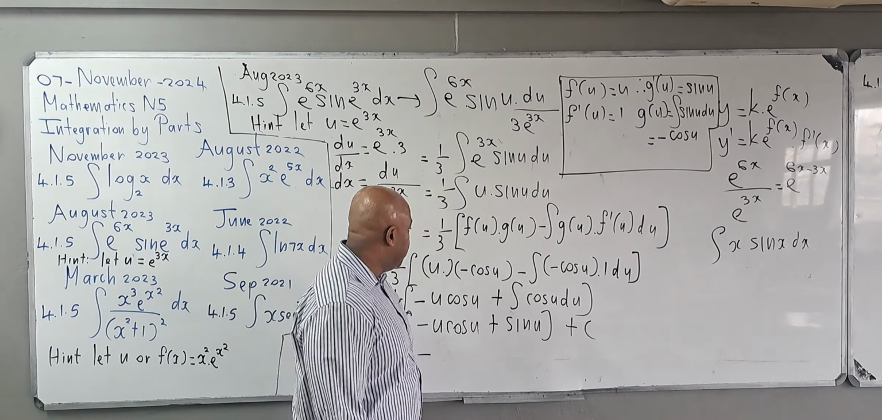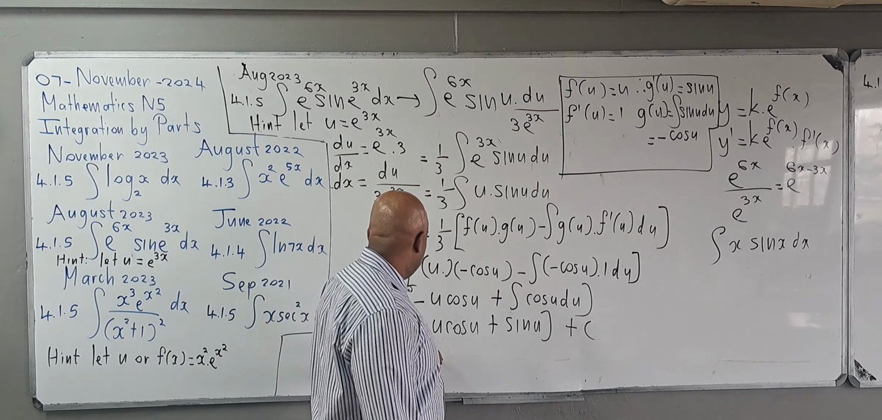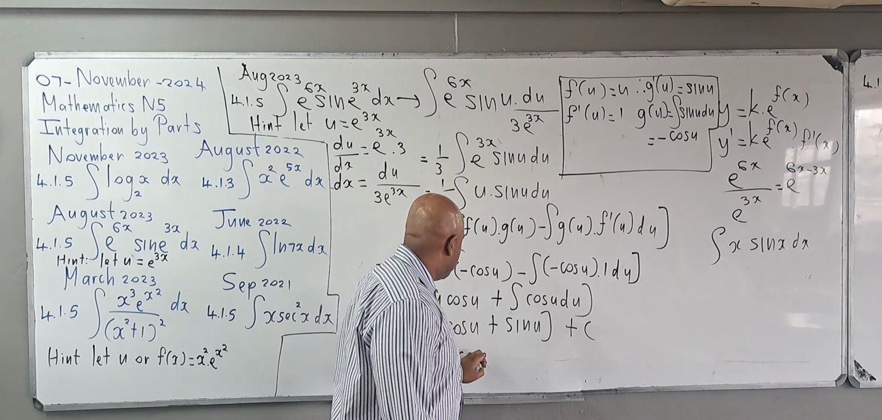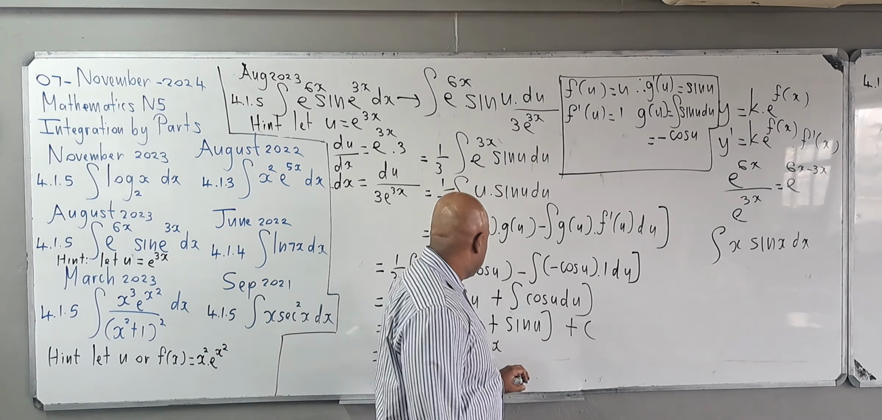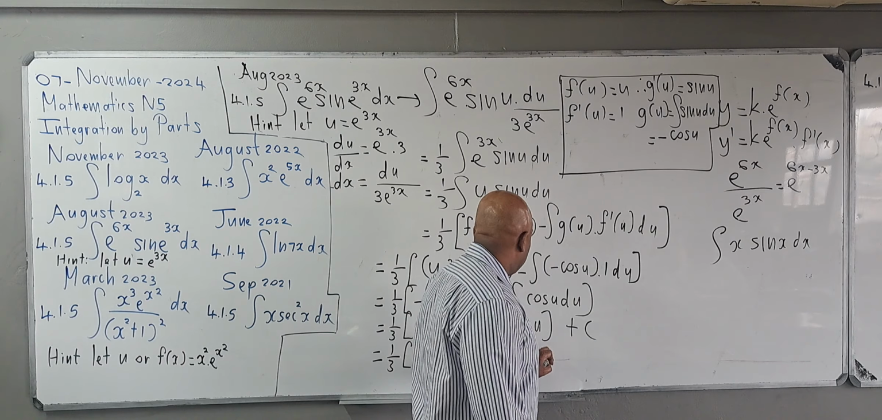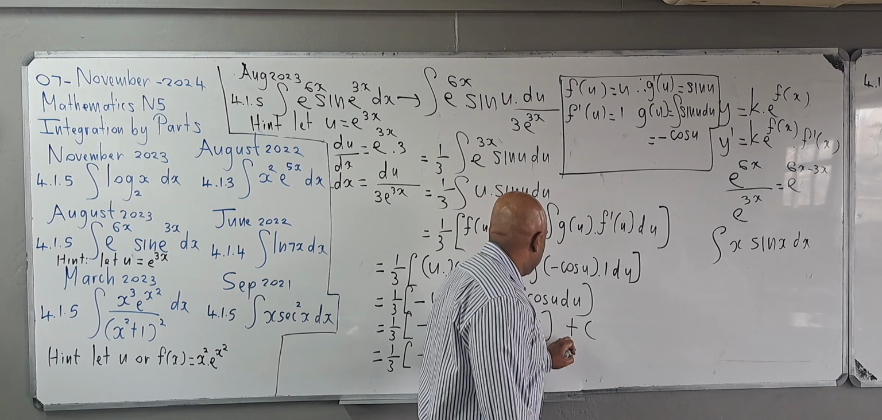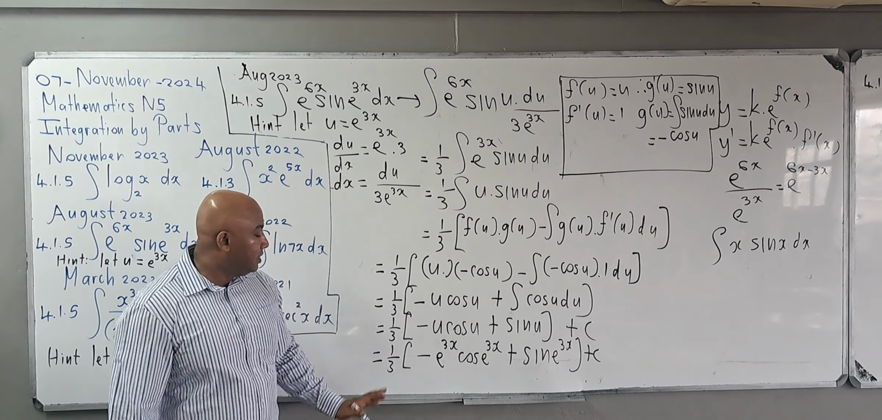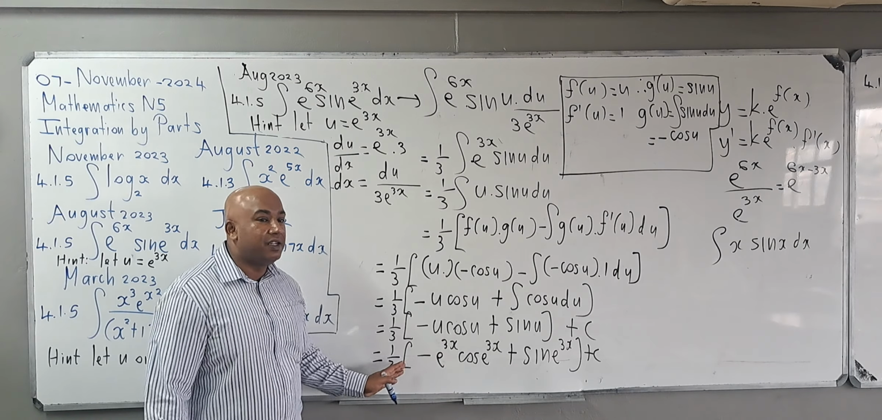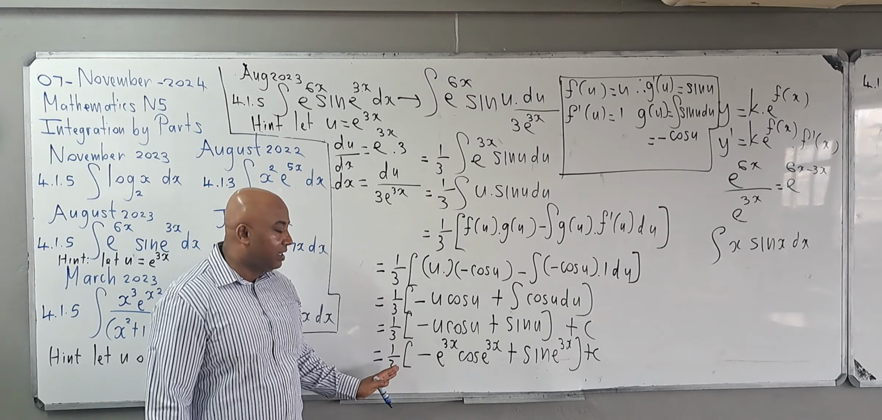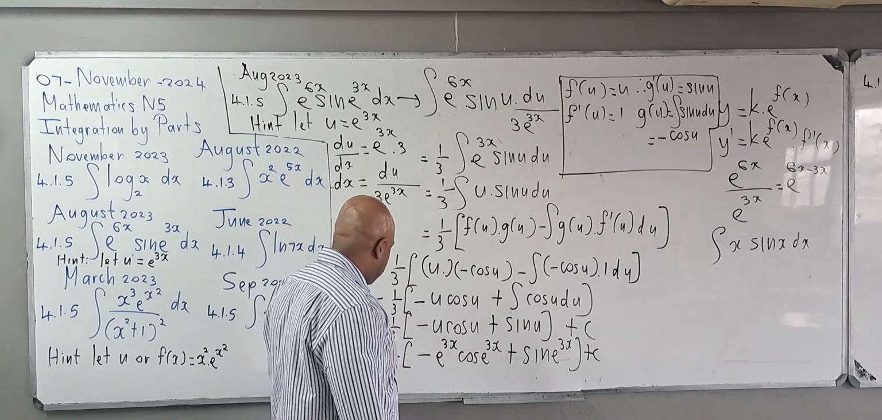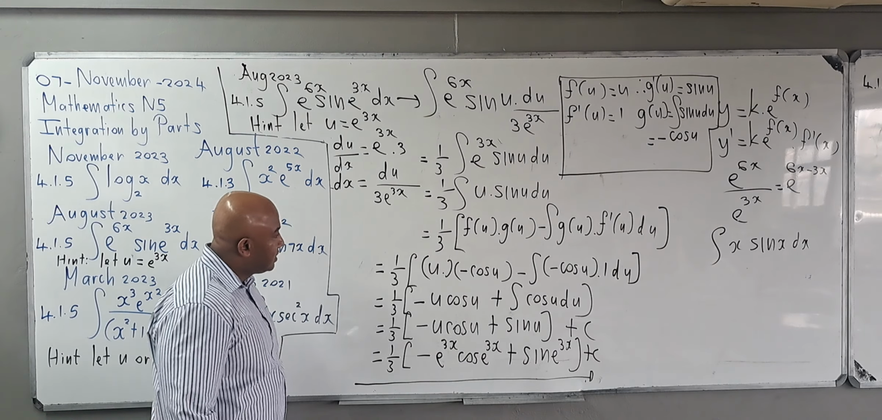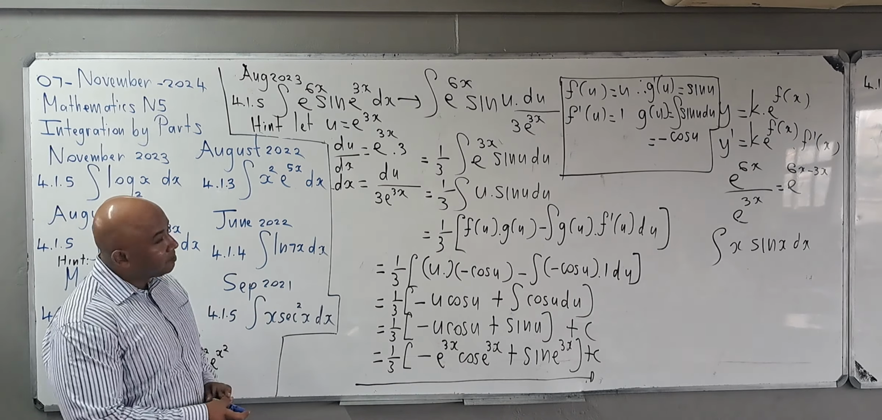You're almost done. Don't forget that there was a u substitution, so you must substitute back in your final answer. That's minus u, which is e to the power 3x, cos of u, which is e to the power 3x, plus sine of u, which is e to the power 3x, plus c. You're done. It's unnecessary to multiply this 1 over 3. Unnecessary. So you can leave it as it is. And that is the second example.